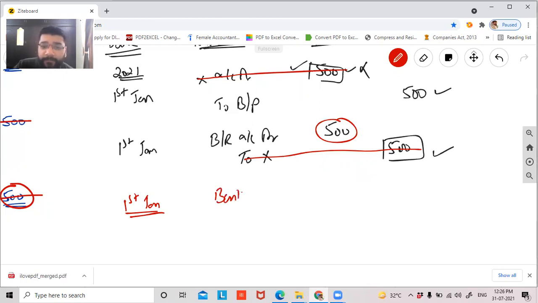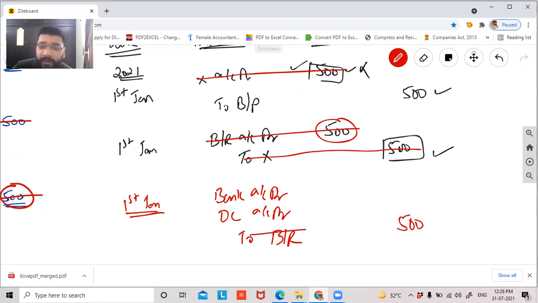Bank account debit. Discounting charges account debit. To bills receivable. So 500 rupees bills receivable is knocked out. Now see, debit bills receivable, credit bills receivable gone. 490 rupees is coming, 10 rupees is discounting charges. So what is finally left, guys? Finally 500 rupees money is left.